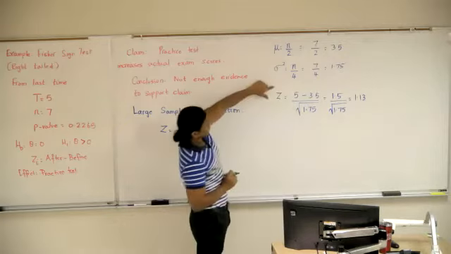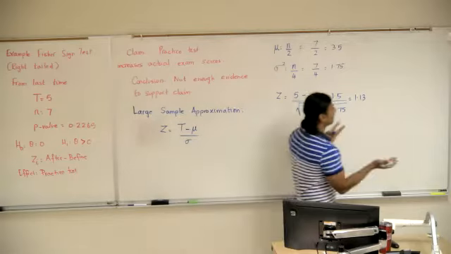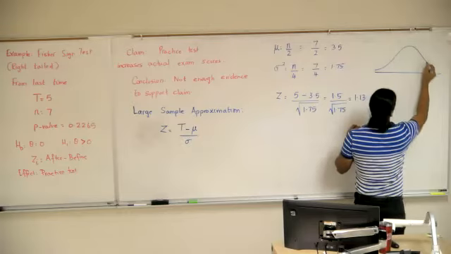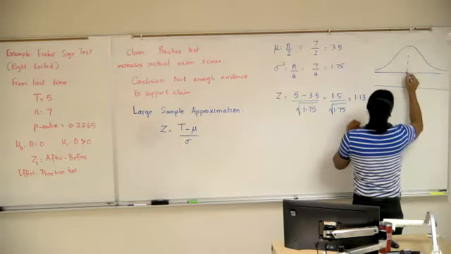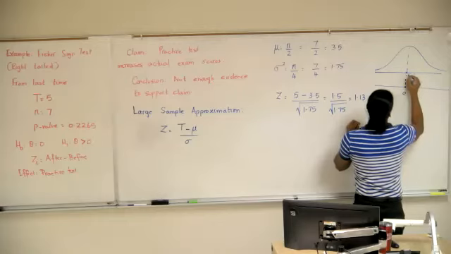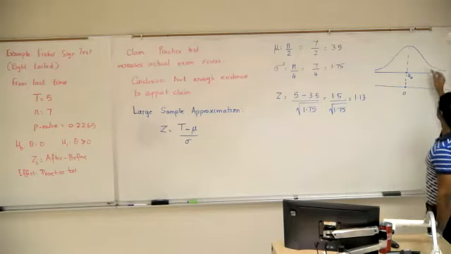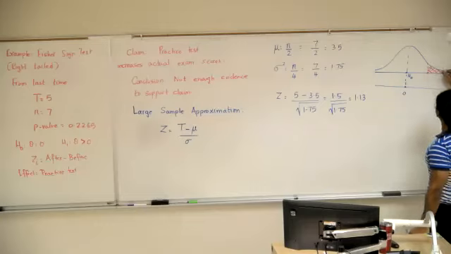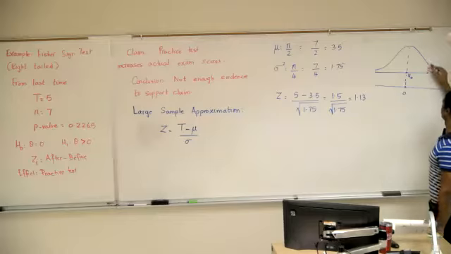So we have the Z-score, right-tail test. So the rejection region has to be on the right-hand side. And what was that answer? Last time, 105? Yeah, 105.